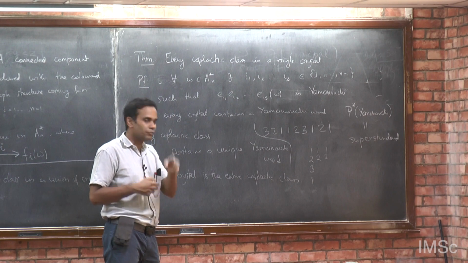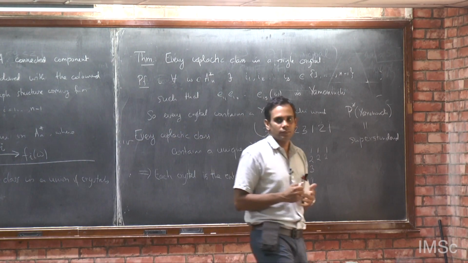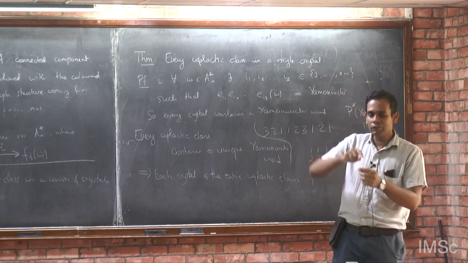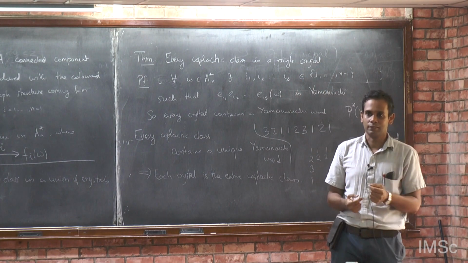Ei is the inverse of Fi if it's defined. So if you have a chain of Eis, then you can go in the opposite direction and get the Fis.